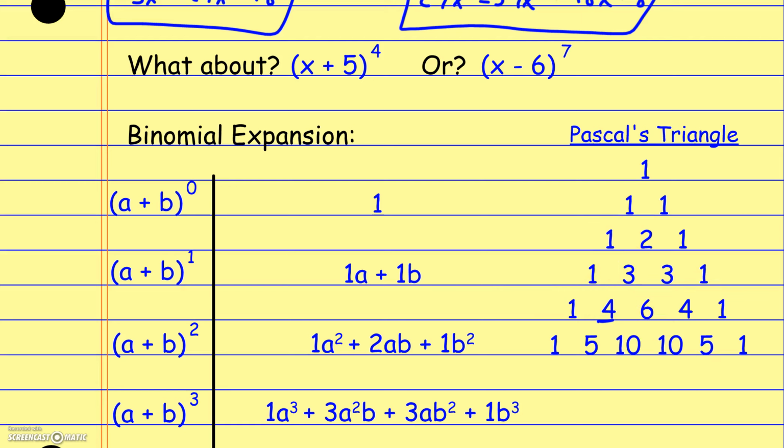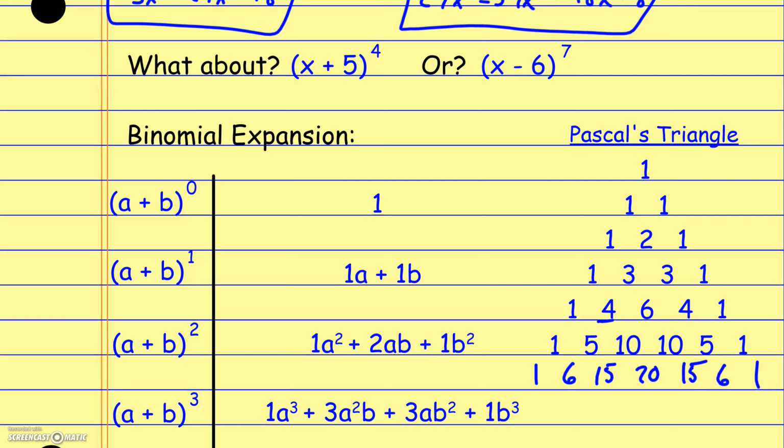And so if we needed the next row for something, I would just say this. Okay, 1 plus nothing gives me the 1. 1 plus 5 gives me a 6. 5 plus 10 gives me a 15. 10 plus 10 is a 20. 10 plus 5 is a 15. 5 plus 1 is a 6. 1 plus nothing is a 1. Okay, and I can continue that pattern.